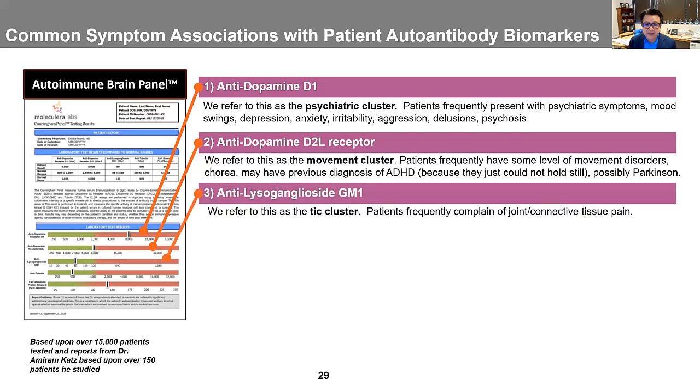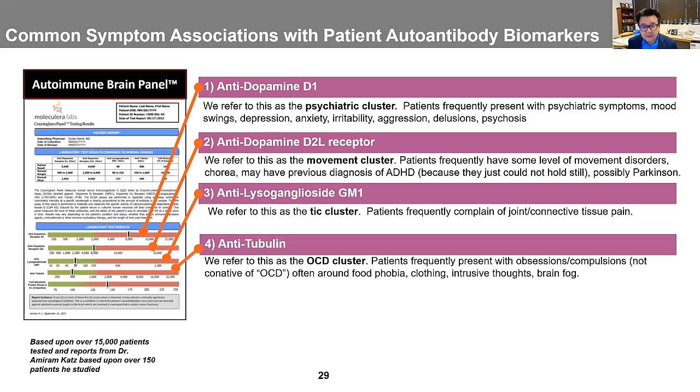When patients have autoantibodies directed against lysoganglioside GM1, we see them exhibiting various types of tics and complaints of joint and connective tissue pain. We do see antitubulin fairly frequently. When the antibodies are directed against tubulin, which is heavily concentrated in neuronal cells in the brain, they frequently present with different types of OCD, obsessions and compulsions rather, around food, clothing, intrusive thoughts. But one of the more common complaints is brain fog or cognitive complaints.